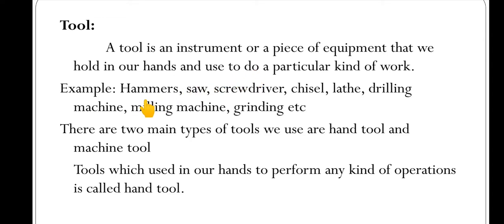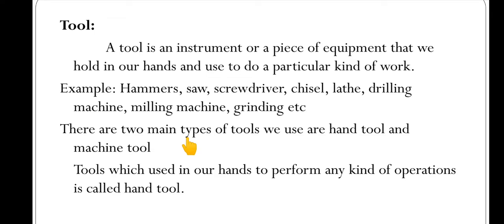Examples: hammers, saw, screwdriver, chisel, lathe, drilling machine, milling machine, grinding machine, etc. These are examples of tools. Tools are mainly of two types: one is hand tool and the other is machine tool. A hand tool is nothing but a tool which we use in our hands to perform any kind of operation. Whatever tools we use in our hand, we call hand tools.